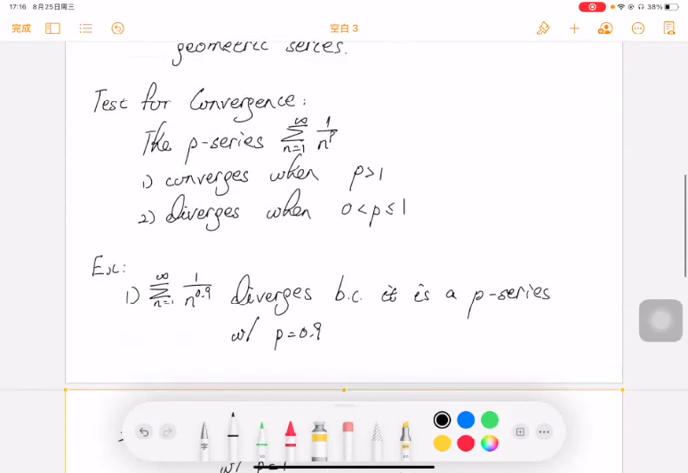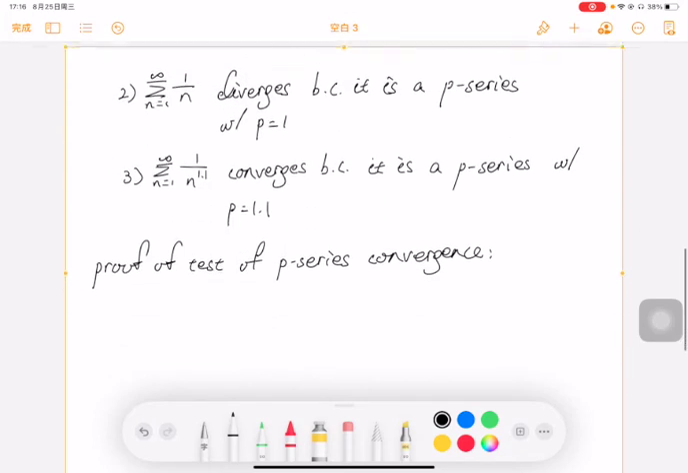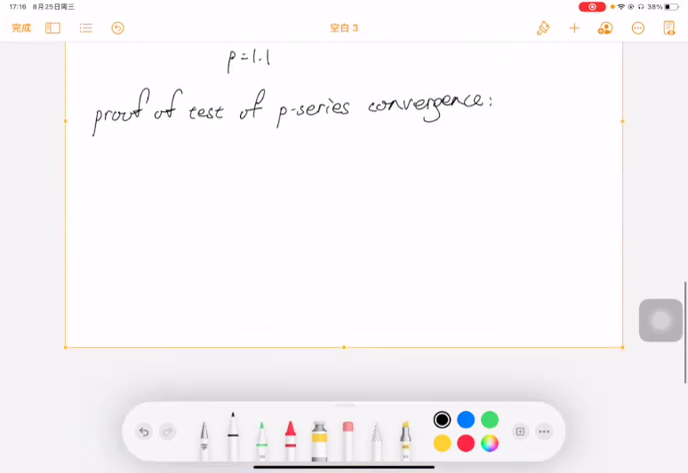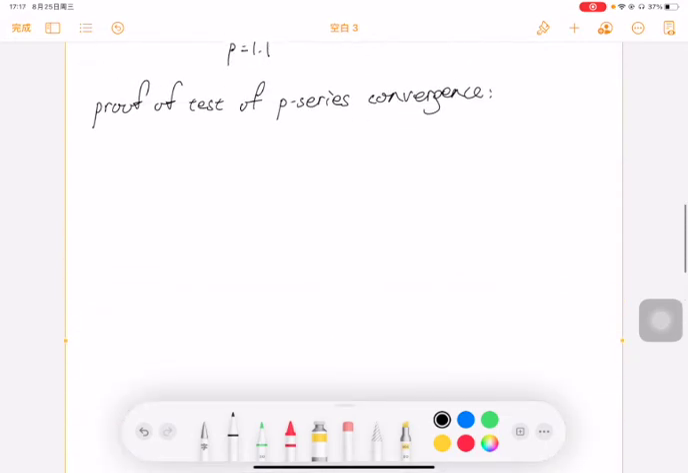Let's just quickly go back to the test for convergence, the statement itself. So we want to prove that the p-series converges when p is larger than 1 and diverges when p is smaller than or equal to 1. To prove this, the strategy of the proof is to compare the p-series to a certain integral. And that integral is going to be the integral of 1 over n.